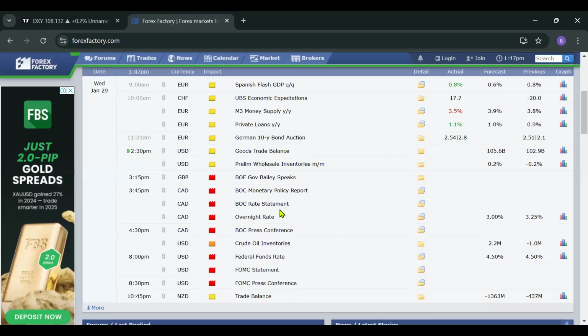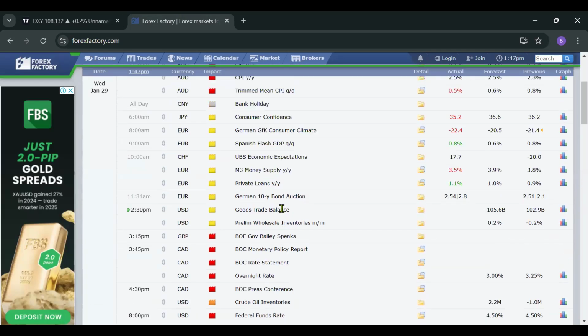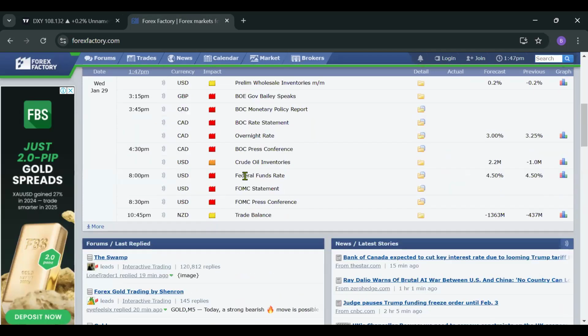So I was saying that take a look at this. You would see that we have an FOMC news event on the line coming up today, Wednesday, 29 January 2025, around 8 p.m. GMT +1. Just check your Forex Factory calendar, regardless of your location. You're going to see that an FOMC news event is coming up later today.